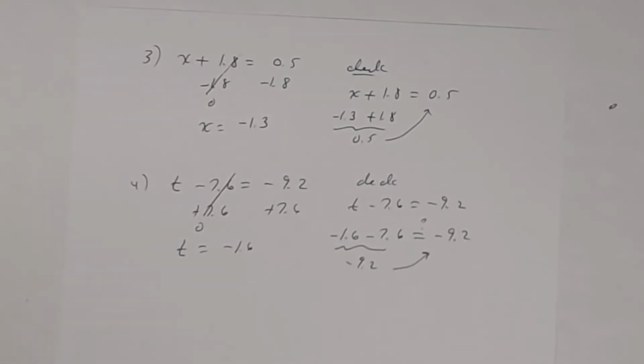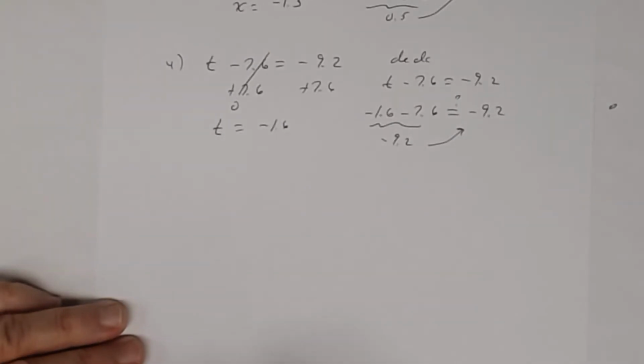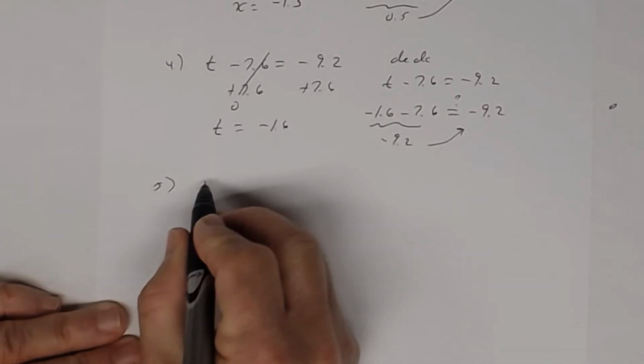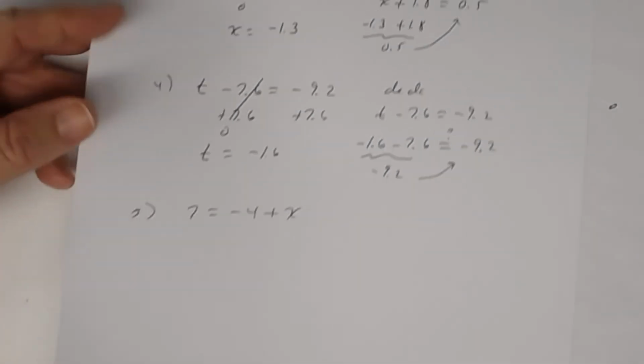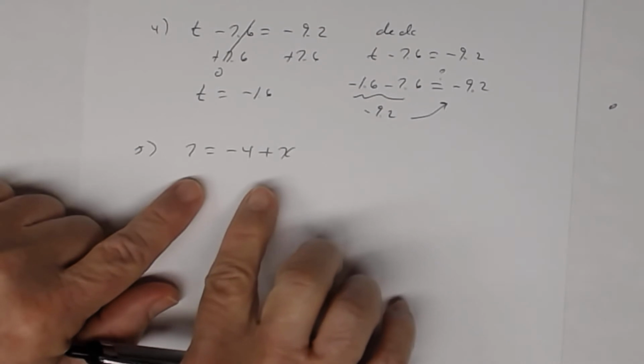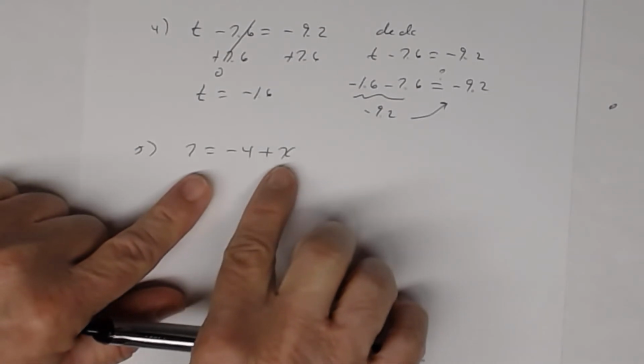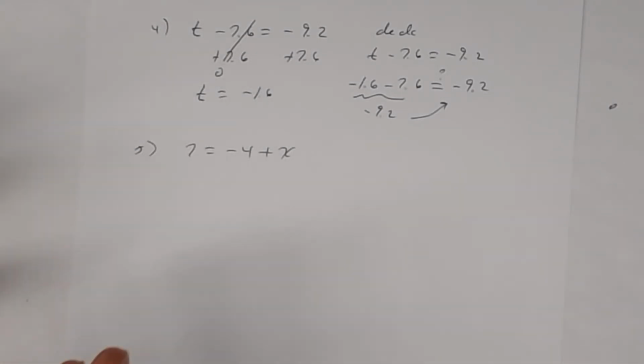Okay, let's look at number 5. All right, number 5, we have 7 equals negative 4 plus x. Okay, it just turns out that the variable is appearing on the right side, and it looks different than the other 4, and that's fine. We can handle that. There are different ways you can rewrite it, though, to make it more fitting to you, and we're going to look at that.